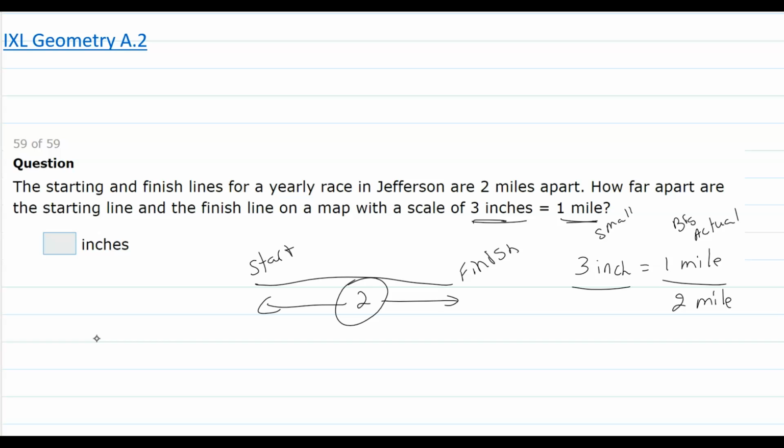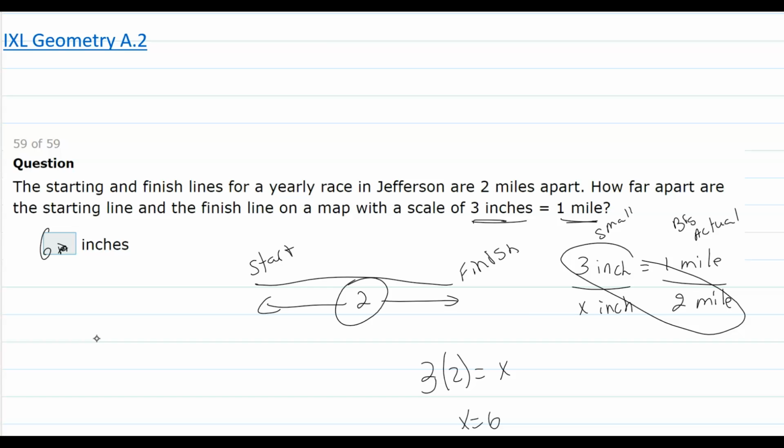So this one is the one I'm trying to find. I want to know how many inches it will look like on the map. Cross multiply. I'm going to leave off the units. It's 3 times 2 equals 1x. So x equals 6 inches.